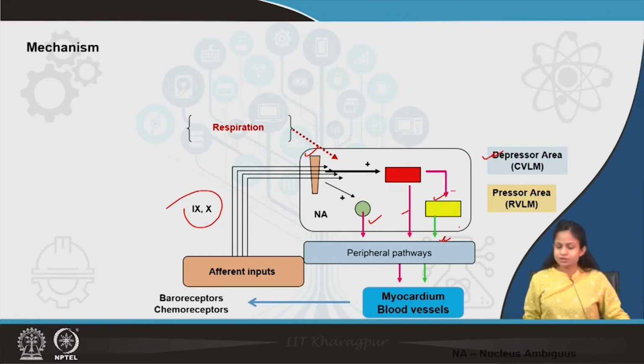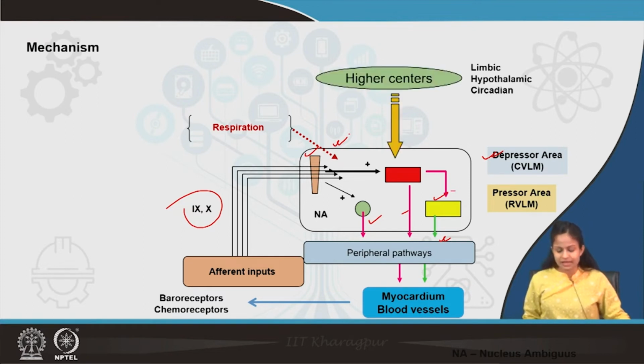Now, respiration usually affects the vasomotor center directly, because of the central chemoreceptors which are present in the medulla. And there are also higher centers like the limbic centers and hypothalamus, where several activities go on, such as the circadian rhythm. They also have a significant influence over these baroreflex pathways.